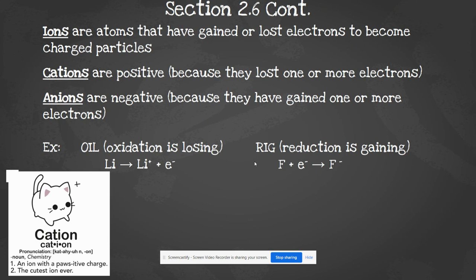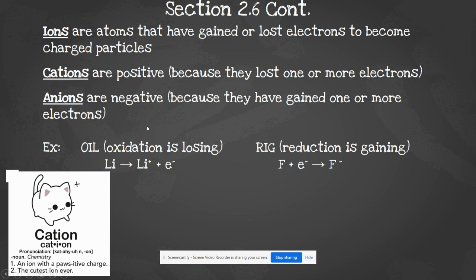Section 2.6 continued. Ions are atoms that have gained or lost electrons to become charged particles. Cations are positive because they lost 1 or more electrons, and anions are negative because they have gained 1 or more electrons. This is a quick little introduction to oxidation and reduction. So we'll be going over this all year.